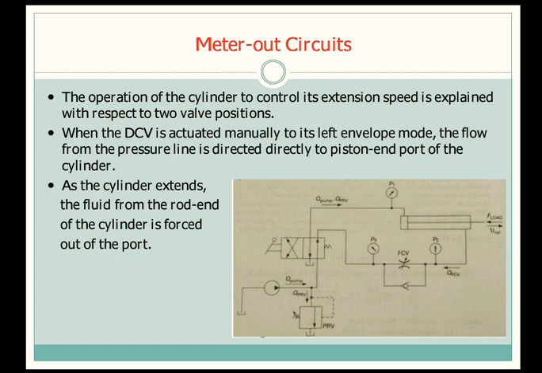Also the rod end of the cylinder is directed towards the sump end. As the cylinder extends, the fluid from the rod end of the cylinder is forced out of the port. So here we are extending the cylinder. Any fluid present in the rod end will be forced out through the flow control valve.